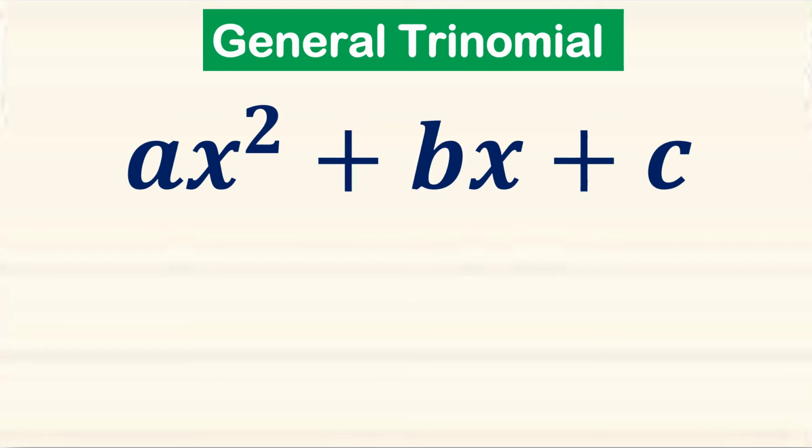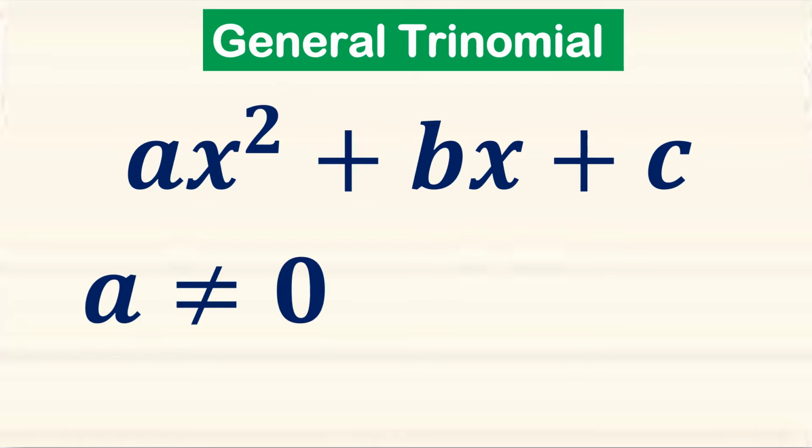What is a general trinomial? A general trinomial is expressed in the form ax squared plus bx plus c, wherein a is not equal to 0 because if a is equal to 0, it will be a linear equation, and a is not equal to 1 because if a is equal to 1, it will be a simple trinomial. So let us factor a general trinomial.